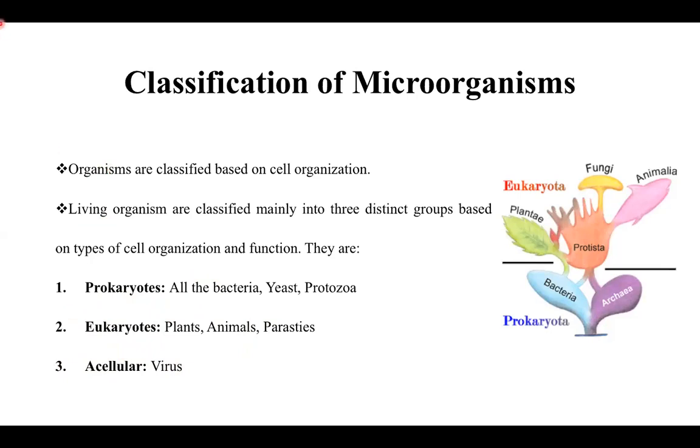All the living organisms on this planet are categorized into three categories based on cellular organization. Those organisms which have single cells, whose body is made up of a single cell, are known as prokaryotes. The examples are the bacteria, yeast, and the protozoa. And those organisms whose body is made up of two or many cells are eukaryotes. Examples are plants, animals, and parasites. And those organisms whose body does not have a cell, made up of protein only, are known as acellular. These are the viruses.